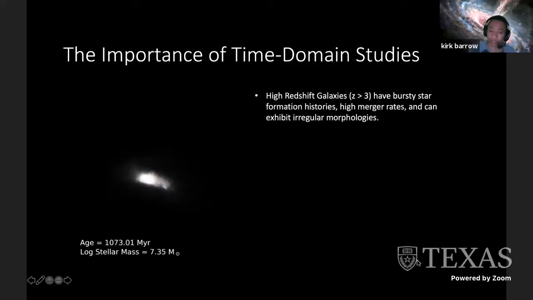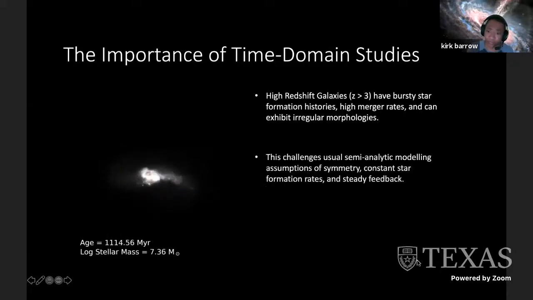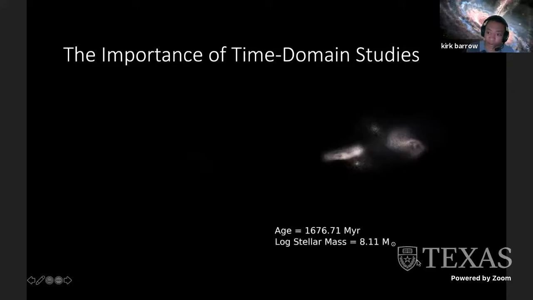And the reason, or one of the reasons, is that early universe galaxies have bursty star formation histories. They're irregular. You can't really always assume spherical symmetry. They have high merger rates, and mergers are really messy processes. So this sort of challenges a lot of the semi-analytic notions, and when it comes to reionization, this is where we really need to get these things right.